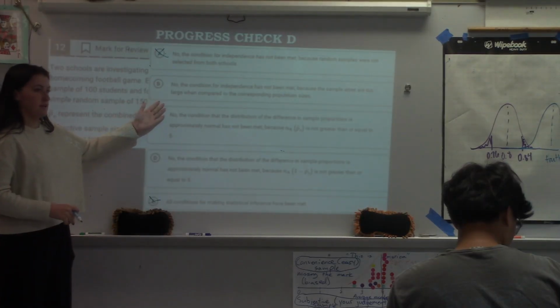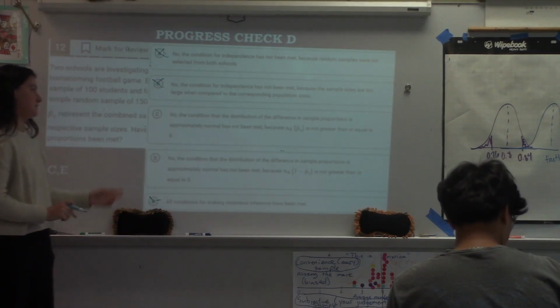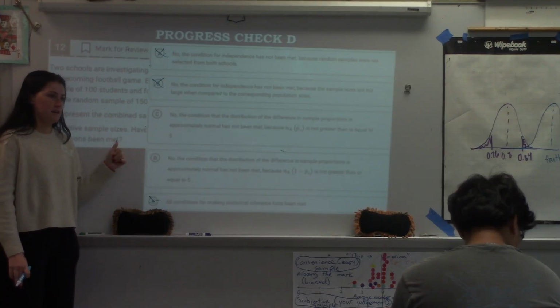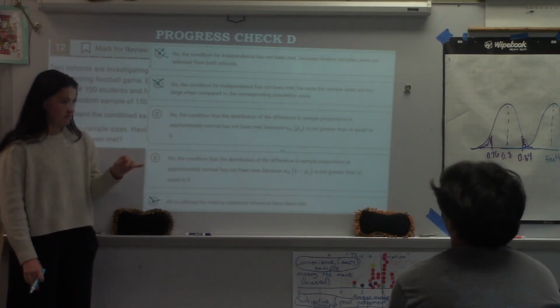B, our sample sizes are fine. They are less than 10%. So we're stuck between C and D. And like Mr. Cooney said earlier, that sounds about right because they're almost the exact same. But why is it not C?